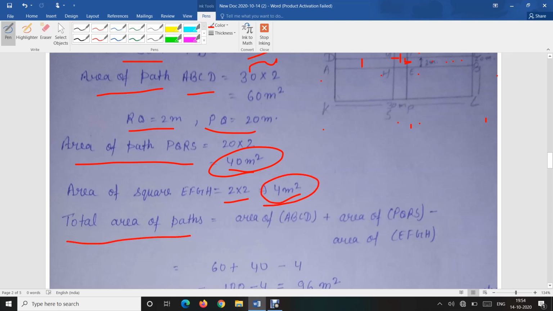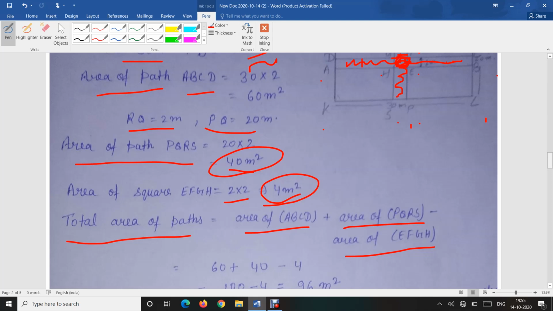So the area of the total path is the area of this road plus the area of this road minus this portion, because it is counted twice. So area of ABCD plus area of PQRS minus area of EFGH.